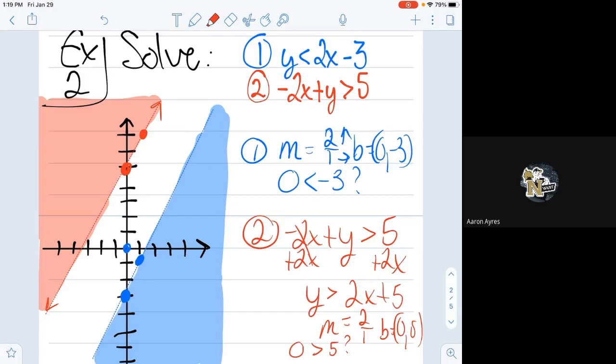And parallel lines will split your graph into 3 regions, not the usual 4. Before, you usually had 4. Now we only have 3. I think there's one like this on your homework, maybe 2. I forget, but I think there's at least one like that. Now you know what to do.